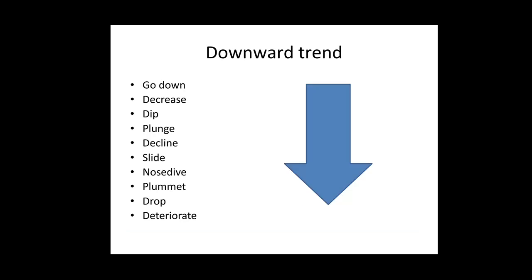Now let's see the downward trend. For a downward trend, what are the words we can use? The examples are go down, decrease, dip. So these are the words you have to follow while describing a downward trend.